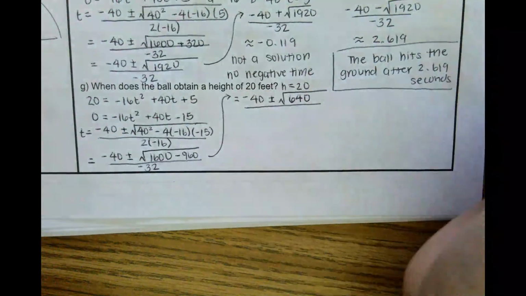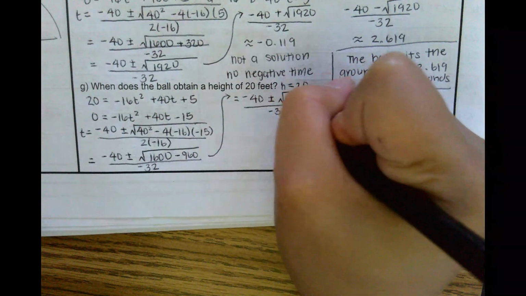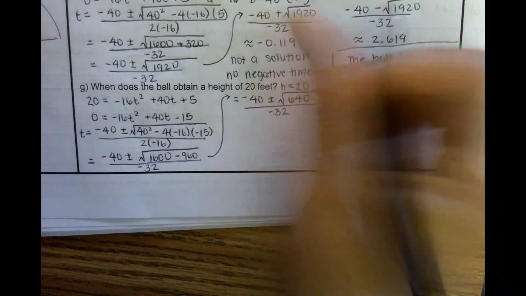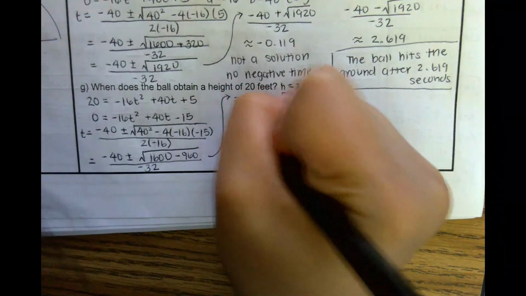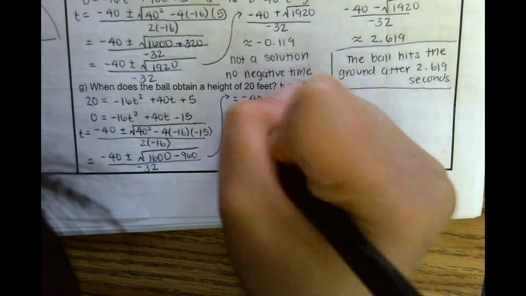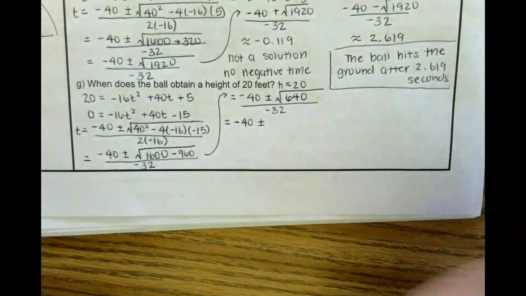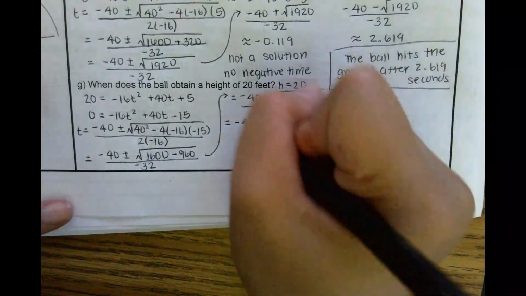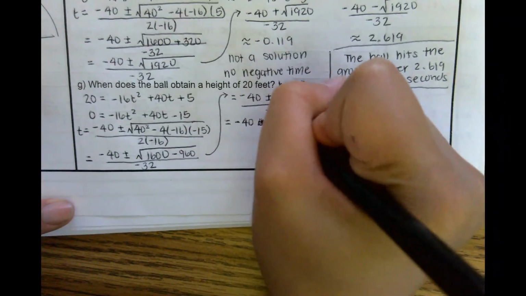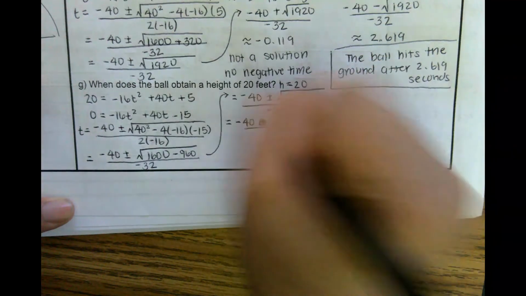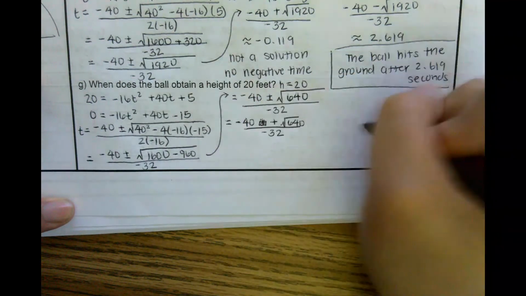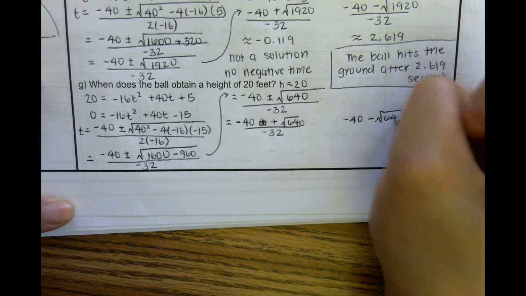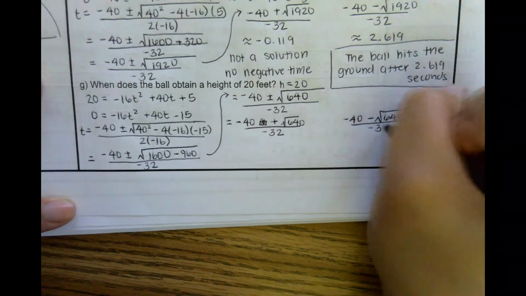Okay. Negative 32. Now here I'm going to split it up, and then I'm going to use a calculator. The reason why I don't want you to use a calculator till the end here is I don't want you to round until the end. So one will be plus the square root of 640 over negative 32. The other one will be minus the square root of 640 over negative 32.